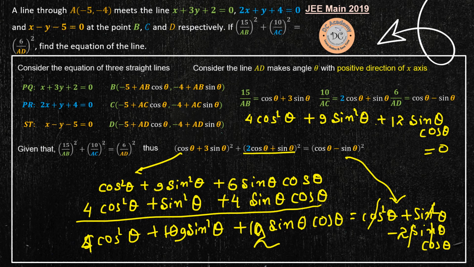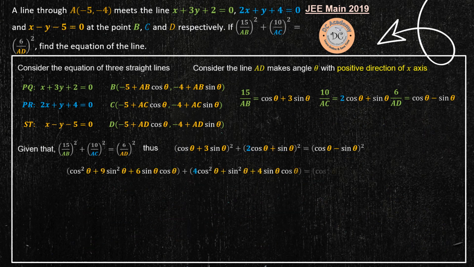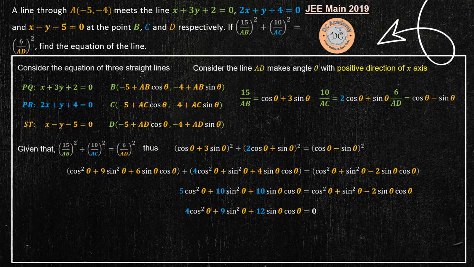Let's go ahead and see this calculation once again. By expanding and simplifying, we get our result as 4 cos² theta plus 9 sin² theta plus 12 sin theta cos theta equal to 0. Now, our aim is to find the relation between sin theta and cos theta, because our main aim, as we started our problem, is to find out the slope.